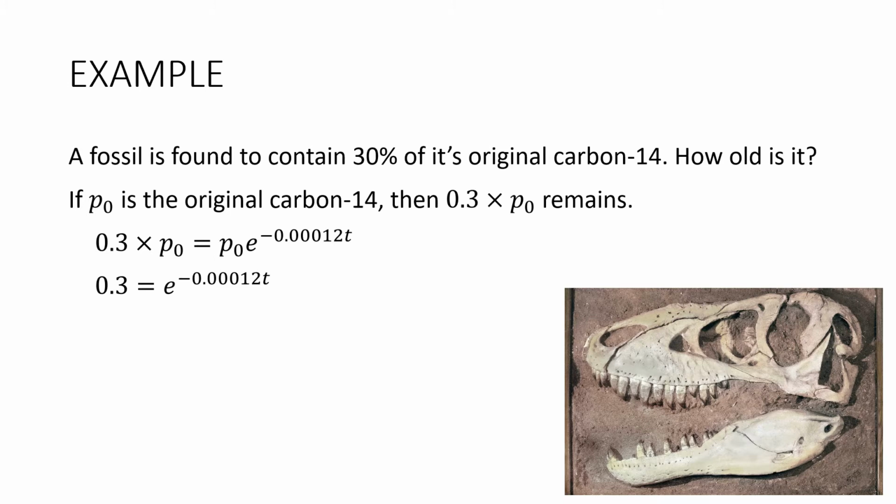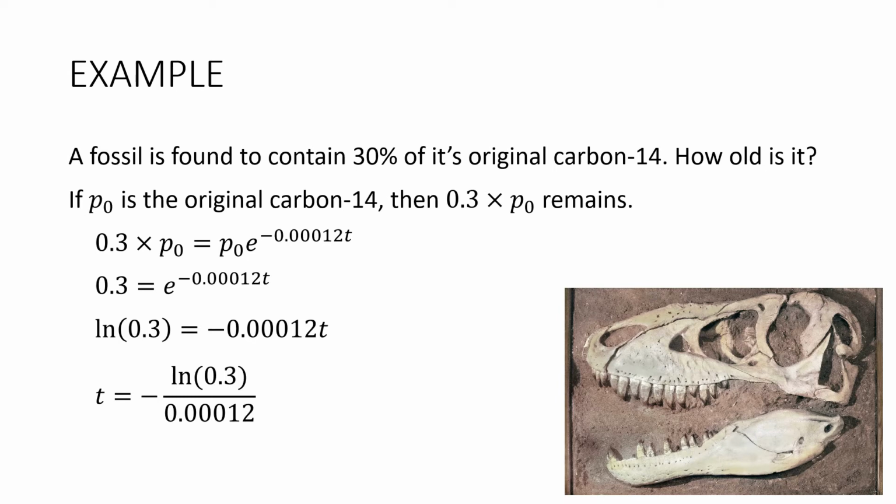Some people, once they learn how to do that, that's all they do, and that is perfectly fine. But we do have log base E on the calculator, so I could just turn this around into log form. It will be log base E of 0.3 is equal to negative 0.00012 t. Dividing both sides by this number here, and I get that, and putting it into the calculator tells us that the fossil is 10,033 years old.